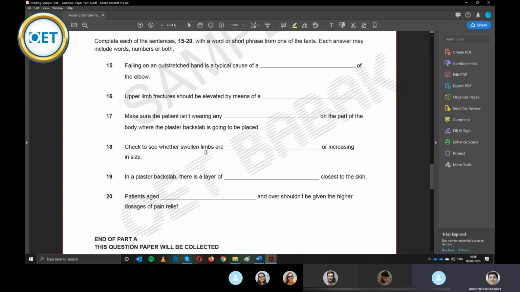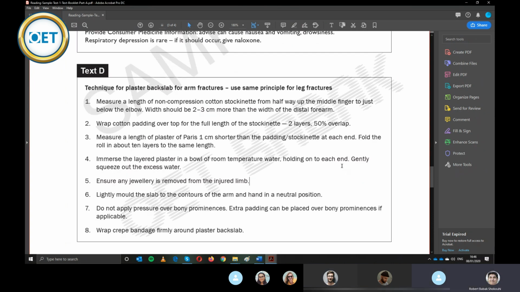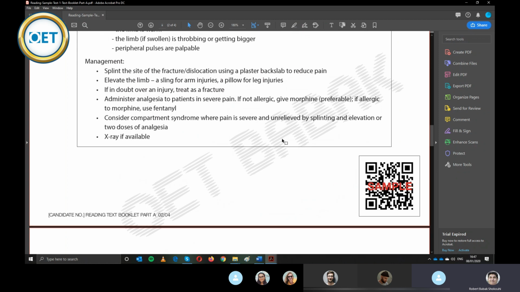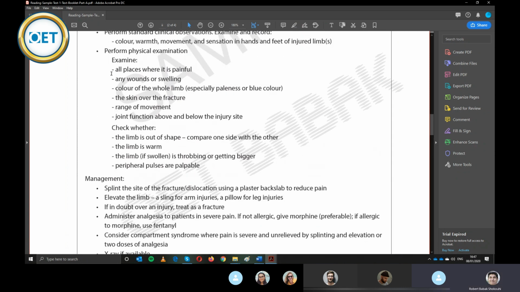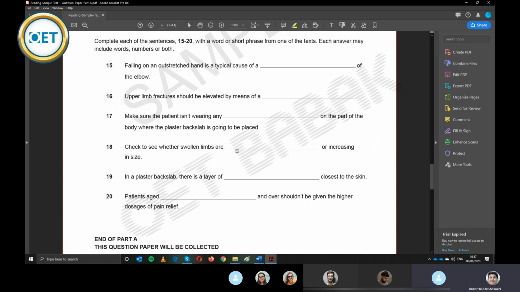Check to see whether swollen limbs are what or increasing in size. Where should I look for it? Maybe plaster side or management. Should we go to management? I think that's probably a better place. Probably in the examination. Let me check. Yes, the limb is swollen, is throbbing or getting bigger, okay? So the answer is throbbing.